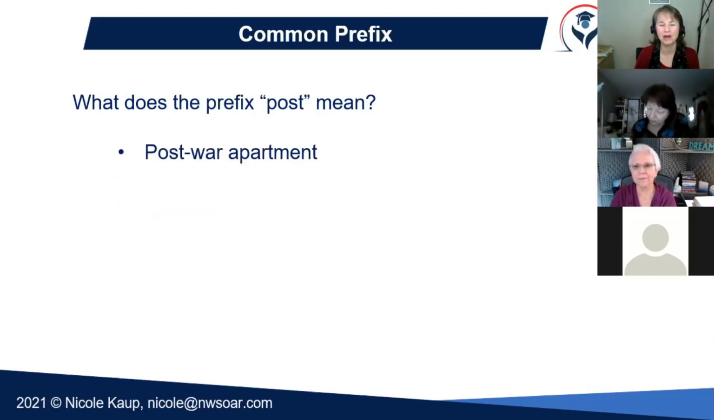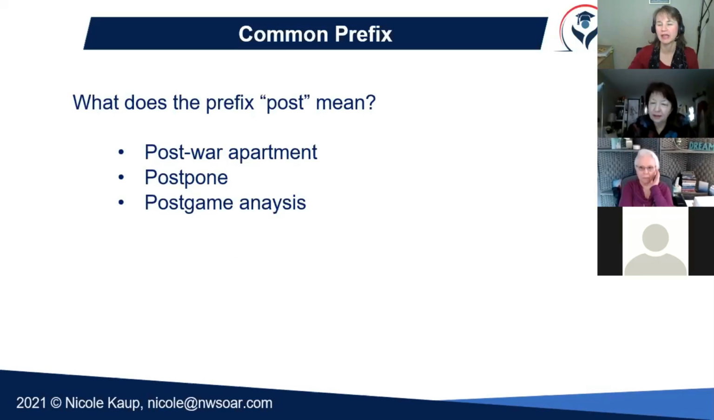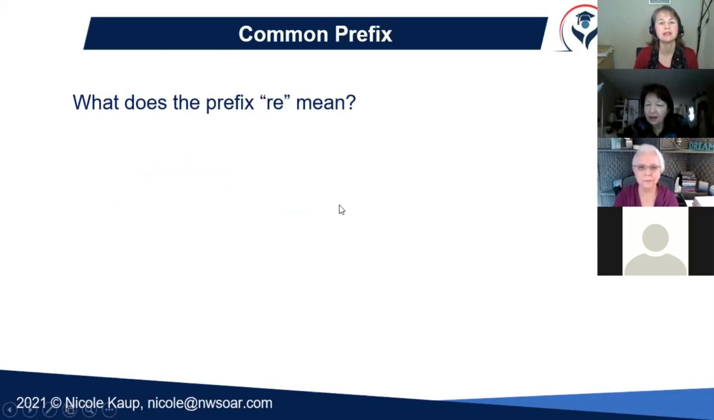Easy. Prefix post. You can probably guess that one as well. A post-war apartment. This is if you're in New York City. Post-war meaning post-World War II, when lots of soldiers were coming back and they had new families that needed places to live. So post-war apartment, postpone, post-game, like after a soccer, football or baseball game, there's a post-game. Oh yeah, I did spell that wrong. Analysis, there should be an L. All right, post meaning after, it's easy.